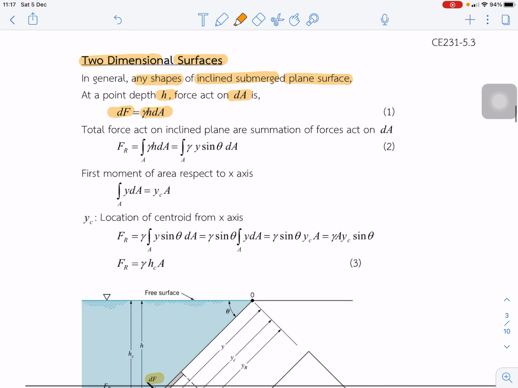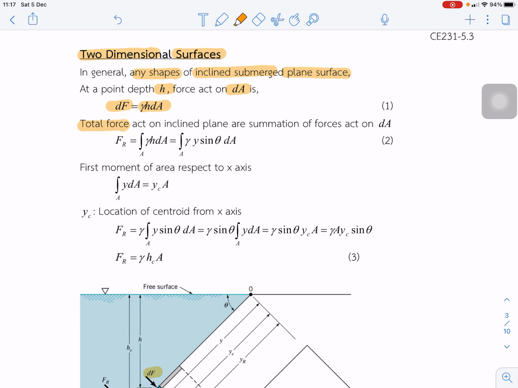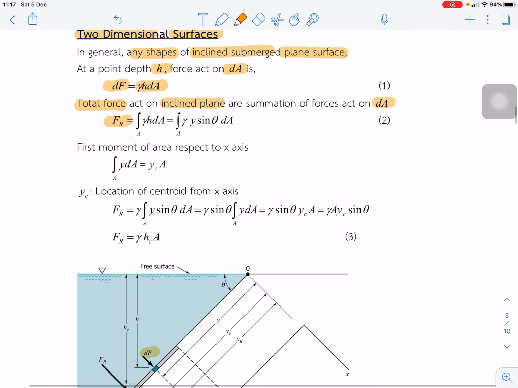For the total force acting on the inclined plane, we sum up the force acting on each dA, so FR is the integration of the first equation. And you can see this integral of y dA is the first moment of the area.